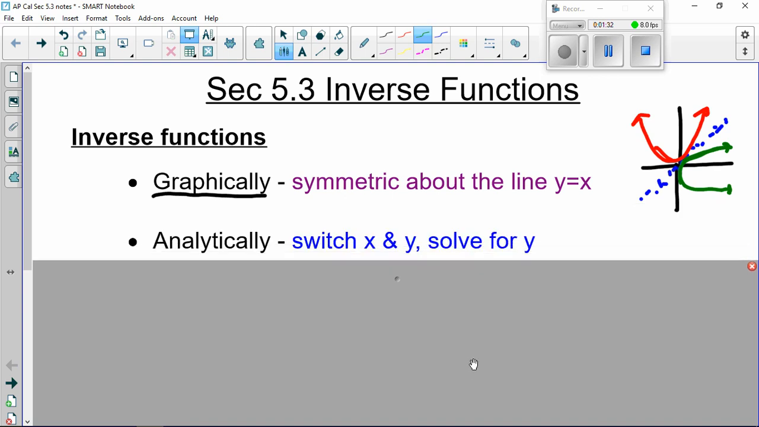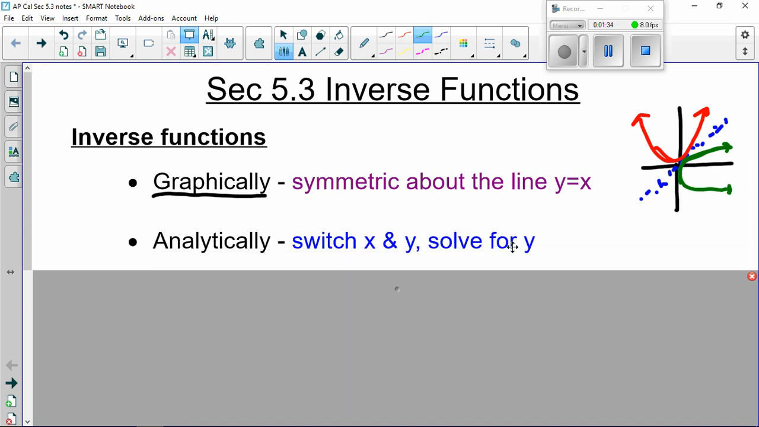But algebraically, or we can call it analytically, what we actually do when we see an equation, which is more often, is we just switch the x's and y's. So everywhere you see an x, you put a y. Everywhere you see a y, you put an x. And then you solve for y, and that's how you get your inverse function.